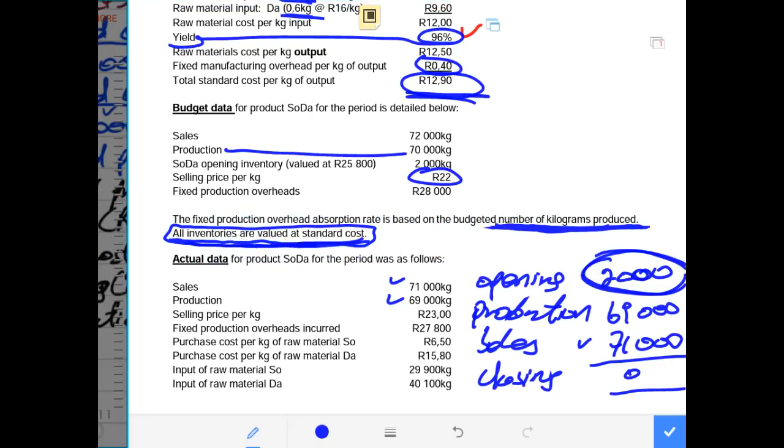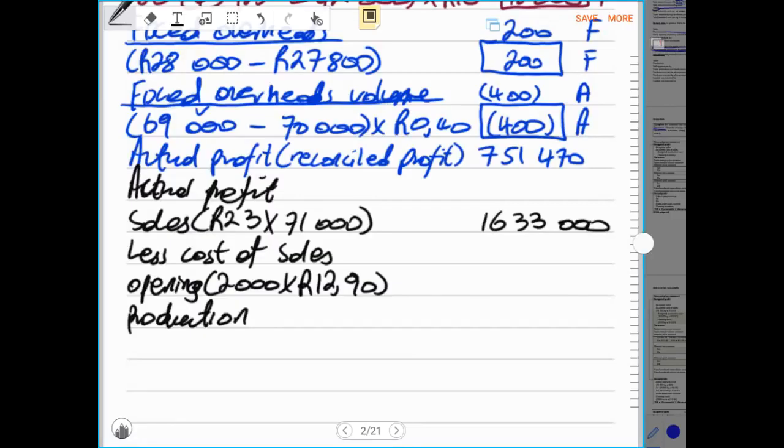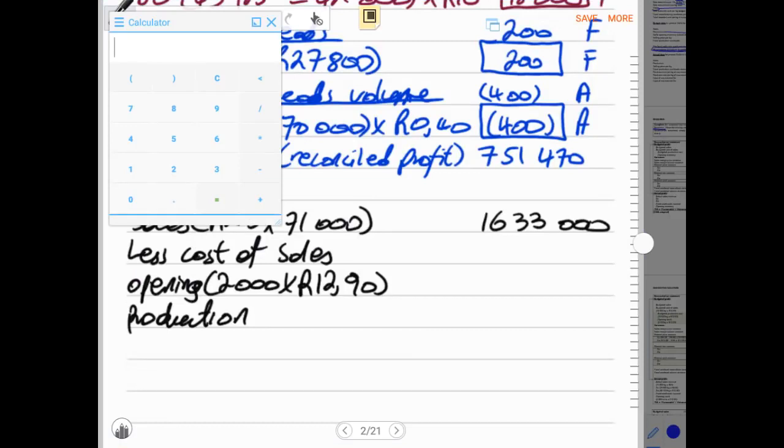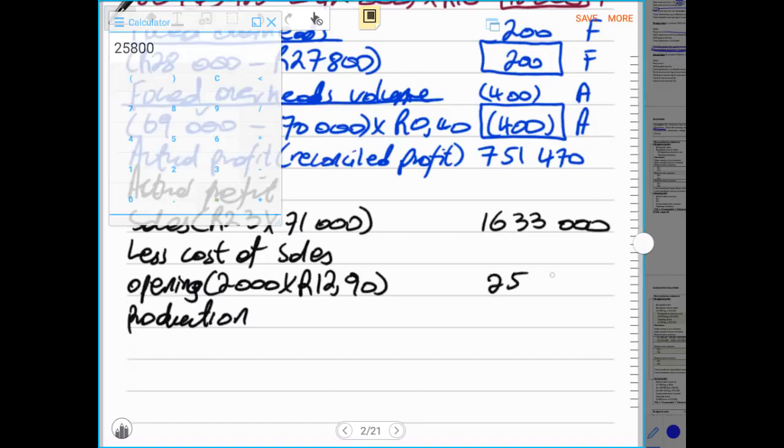Unless stated otherwise, you will always do this. If they give you any information regarding the opening inventory, please take note of the information that will be provided to you. So in this case, I have 25,800 rands. And my production will be made of the 2 materials, saw and done.